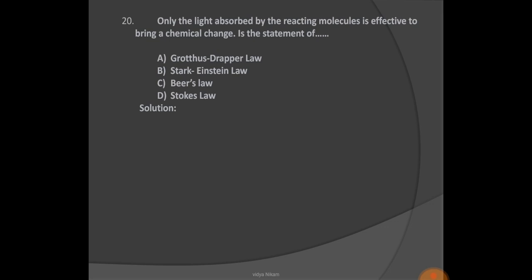Next question. Only the light absorbed by the reacting molecule is effective to bring out chemical change is the statement of dash dash law. Option A, Grotthuss-Draper law. Option B, Stark-Einstein law. Option C, Beer's law. And option D, Stokes law.